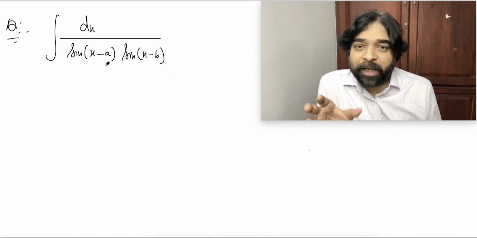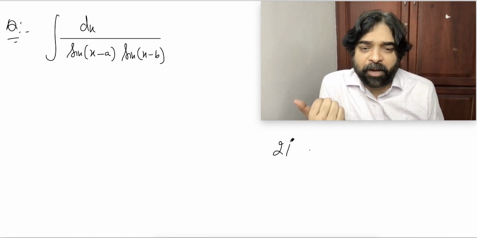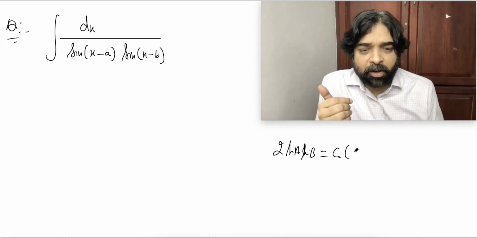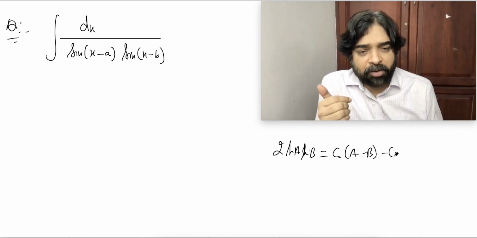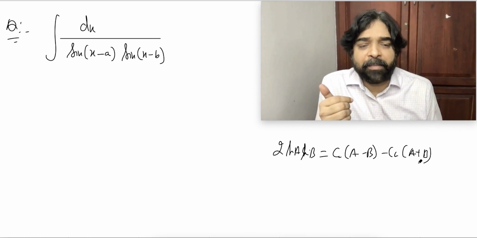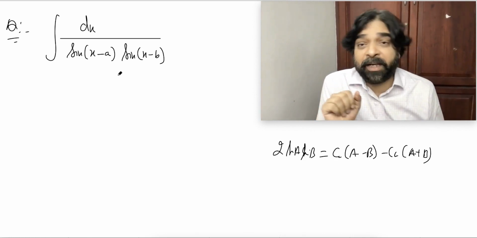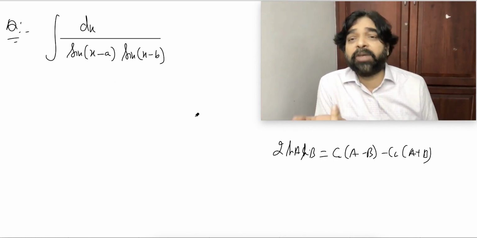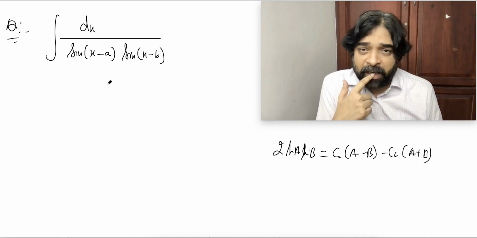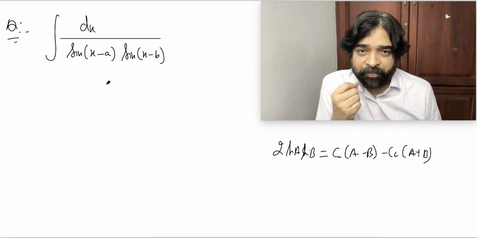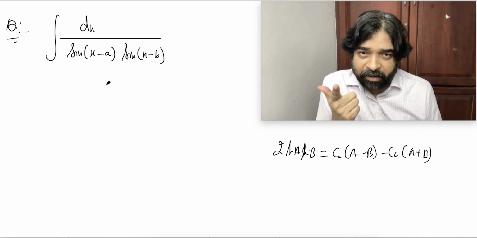If this is in the numerator, then it's not a problem, because we have a formula: 2 sine A cos B, and for sine A sine B, I have the formula cos A minus B minus cos A plus B. That formula I am having. But this is in the denominator. If I convert it also, nothing will be affected. No idea? May I? Watch it.